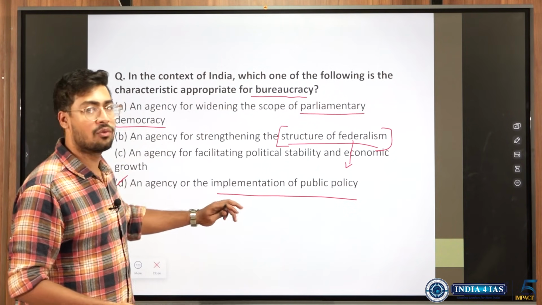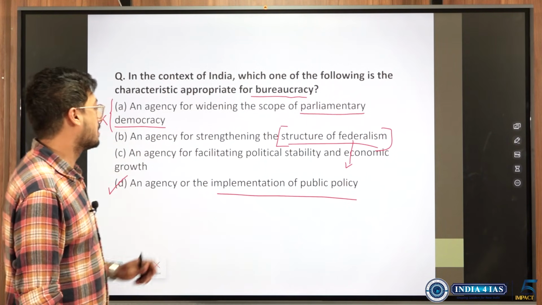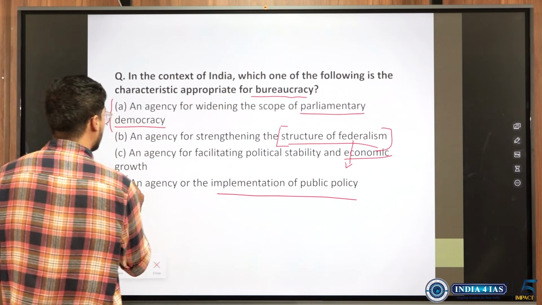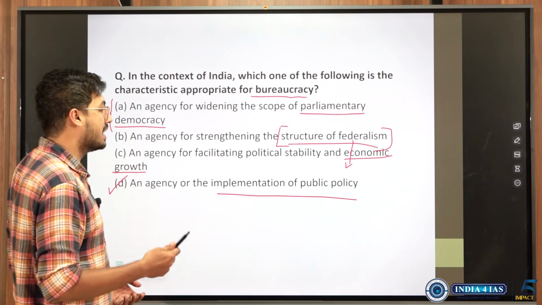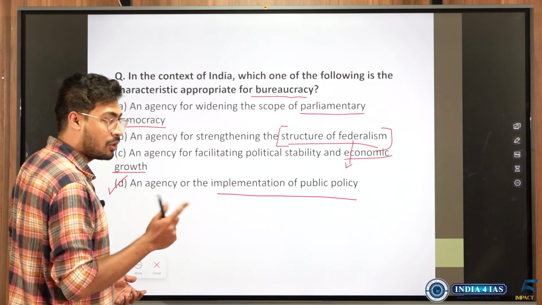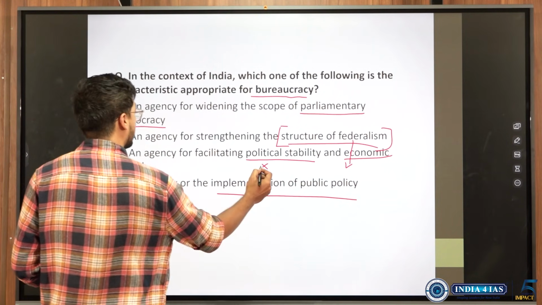The other statement which defines bureaucracy very clearly is this. See, agency for economic growth. Yes, we need economic growth, because if you frame or formulate good laws with the help of bureaucrats, then it can bring in economic growth. And if there's economic growth, if there's business, if there's employment, it will also ensure political stability, right?